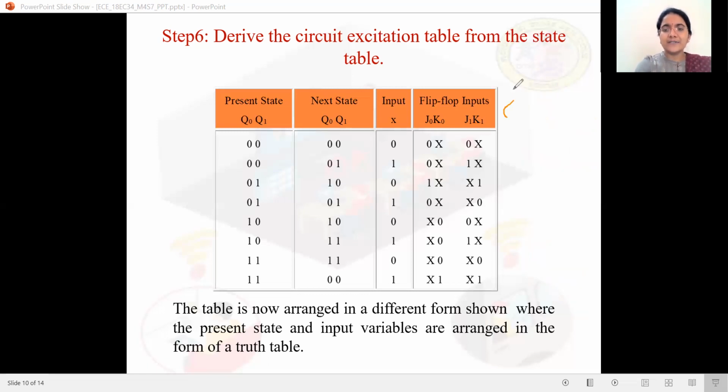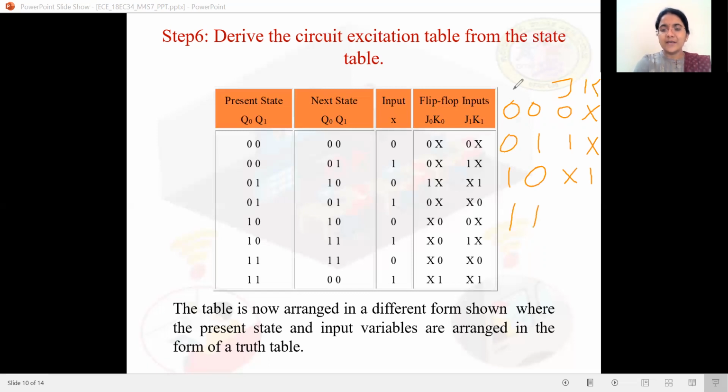And for 0, 0, JK inputs are 0x. For 0, 1, it is 1x. For 1, 0, if you want to reset the flip-flop, our input should be 0, 1. And here the present state is 1. We can also toggle the flip-flop. So we are writing x here. It may be either 0 or 1.